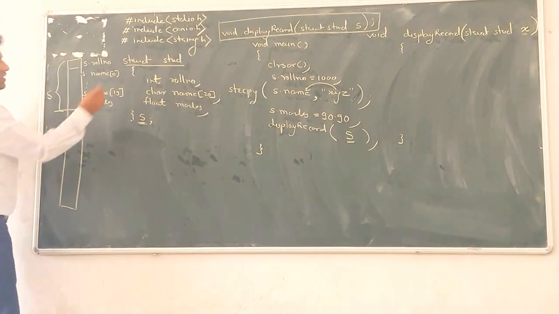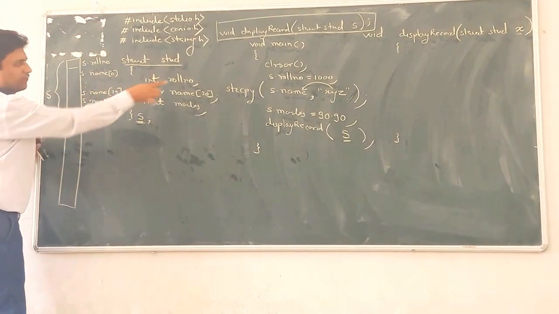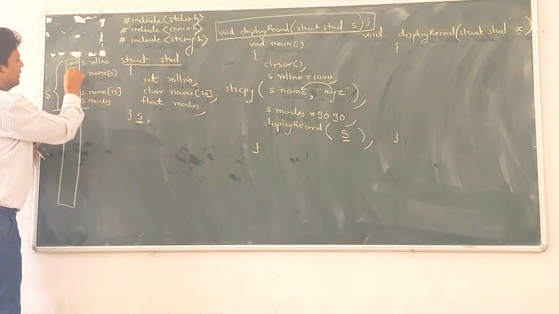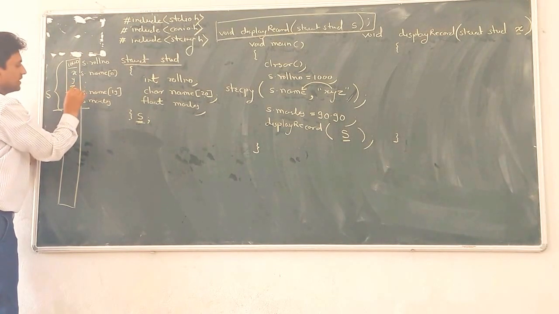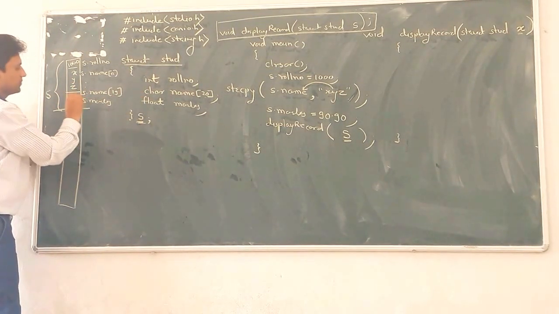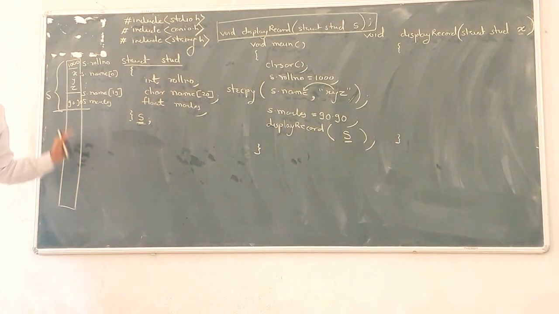Clear? Next, after that, what is the roll number? We assign the roll number, that is 1000. What is the name? XYZ is assigned. After that, what are the marks? 90.90. Clear? Memory management is there.